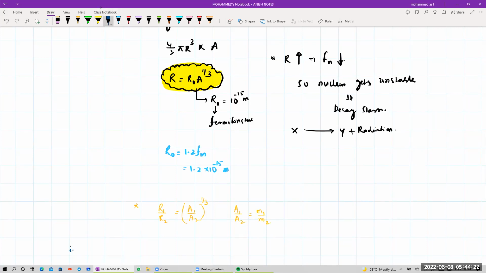Got it? One more thing you need to remember is, as these are internal forces, momentum is conserved. So initial momentum will be equal to final momentum. M1 V1 will be equal to M2 V2. That means I can write M1 divided by M2 will be equal to V2 divided by V1.